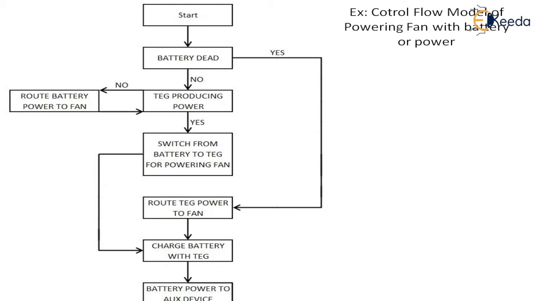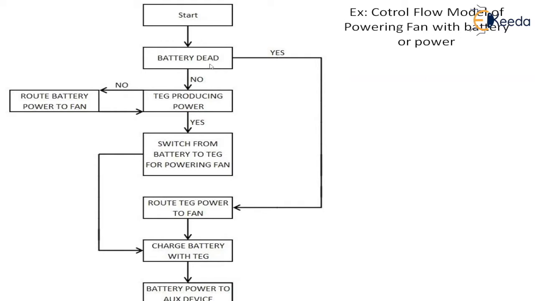This is an example of a control flow model. As you can see, it looks like a flow chart, but the notations are different. We don't have the normal diamond shape and other shapes, the elliptical shapes of the flowchart. This is a simple box type thing. What we are demonstrating here is the control flow model of powering a fan, with either a battery or power.